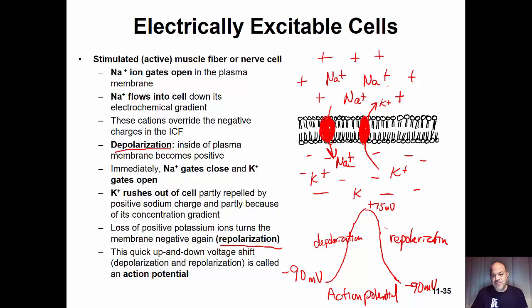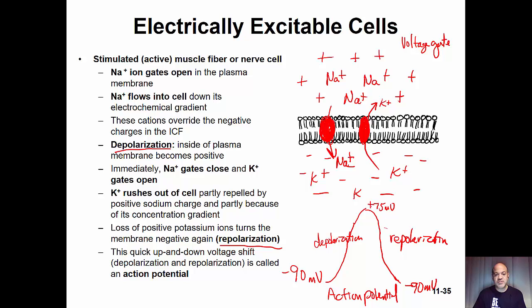By the way, these gates here are going to be voltage gated. That means the gates are sensitive to changes in voltage. So when the voltage changes because of some stimulus, that causes the sodium gate to open. And when the voltage changes to plus 75 millivolts, that causes the sodium gate, sensitive to that change in voltage, to close. The potassium gate is also voltage gated and sensitive, so at plus 75 millivolts, it opens up and allows the potassium to rush out.